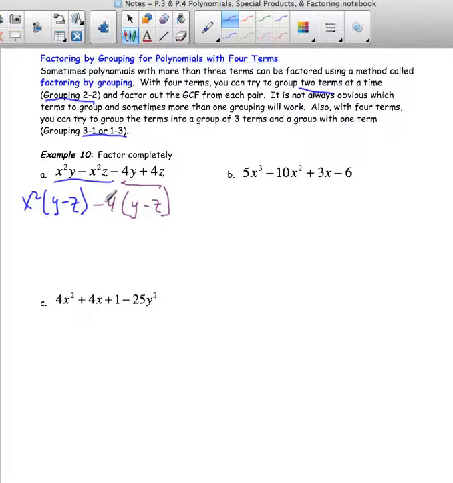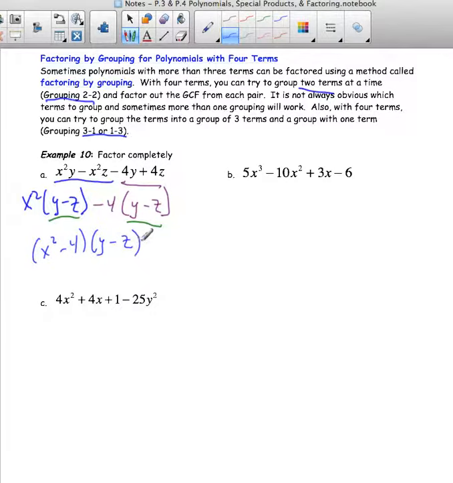And we can make sure that works. Negative 4 times y is negative 4y. Negative 4 times negative z is plus 4z. Then we see that we have a common factor between each of these two terms, which is y minus z. So essentially, we're factoring out the y minus z. So we have x squared minus 4 times y minus z.